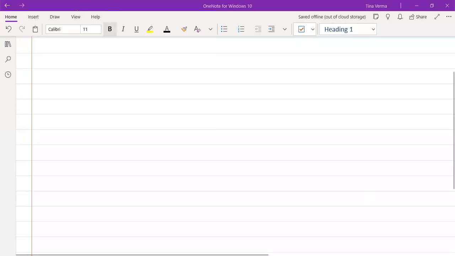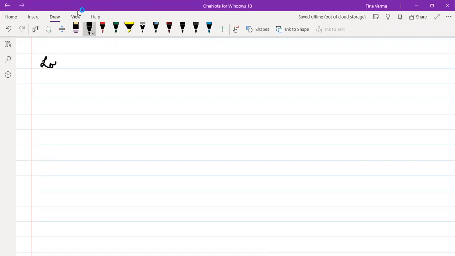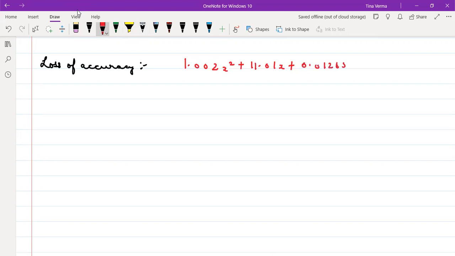So, in the last lecture, we were doing the loss of accuracy, and for that we started an example, the quadratic equation 1.002x square plus 11.01x plus 0.01265 is equal to 0. And then we used 4-digit rounding in this, that is, we rounded at every step.